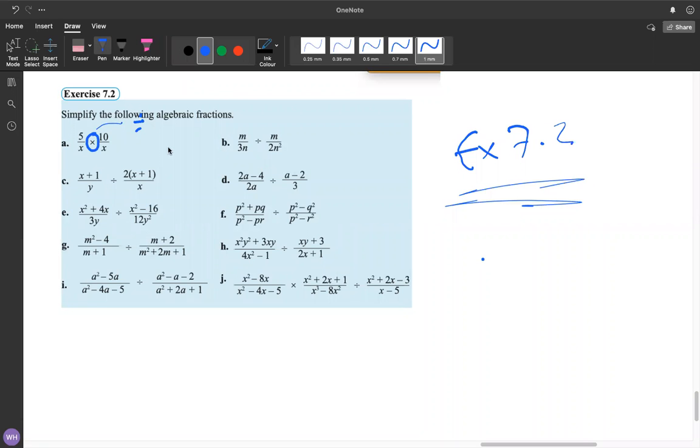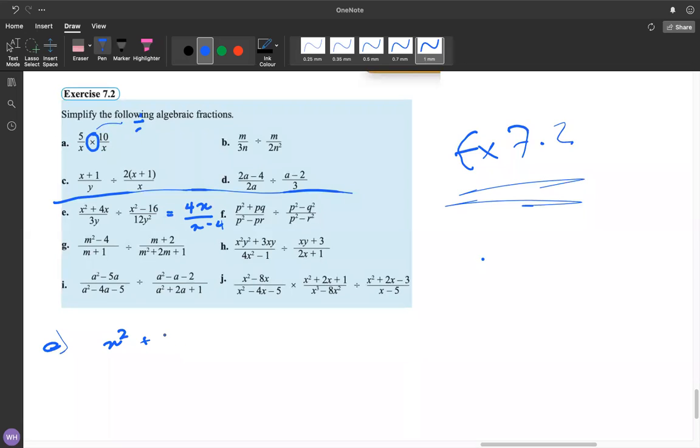Okay, so exercise 7.2. We'll start from here. Others you can manage it. Yes, Chamat, tell me the answer for question E. 4x upon x minus 4. Okay, let's write his answer first. Equals 4x upon x minus 4, like this.